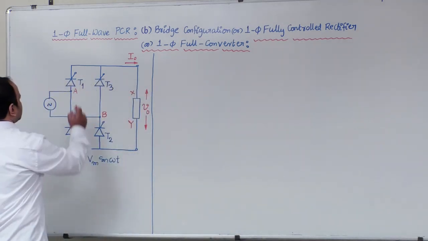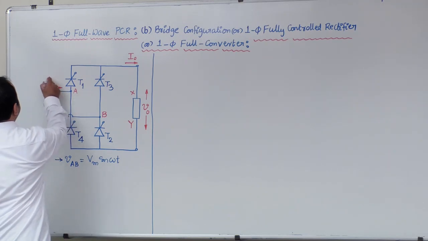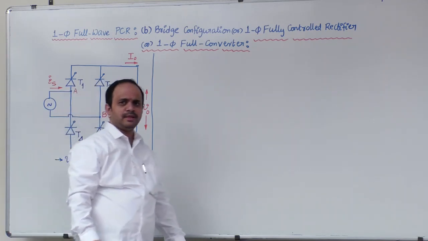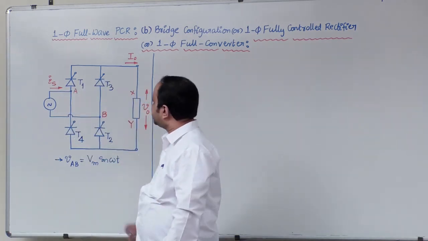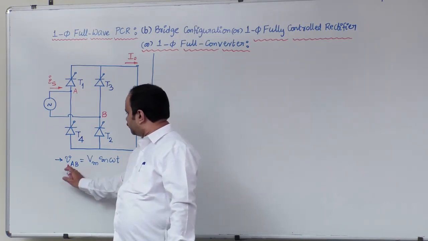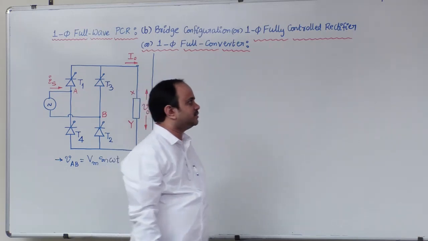Next, the reference direction for source current can be taken like this. We'll talk about it later. So just at this moment, take that source current reference direction like that. Now VAB is equal to Vm sin omega t.